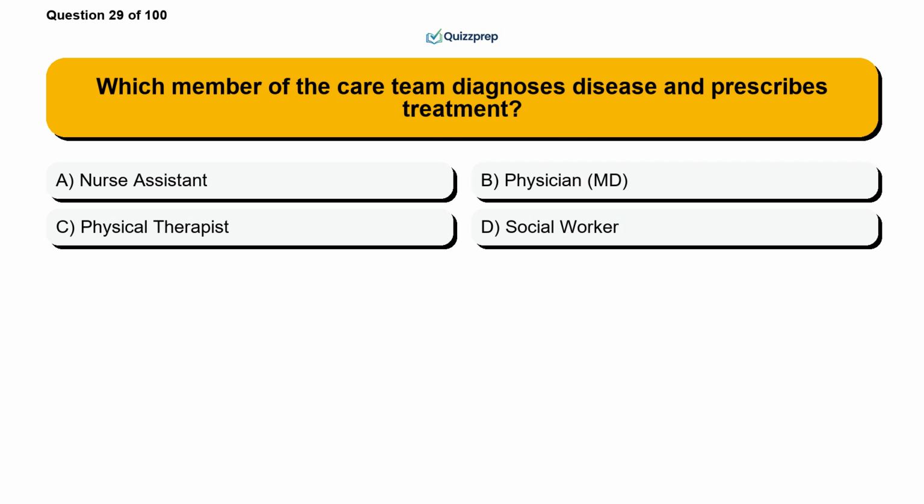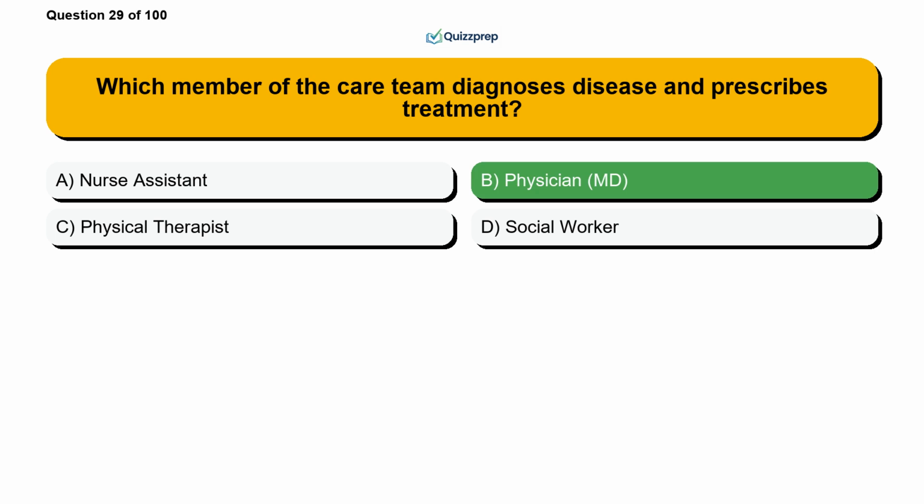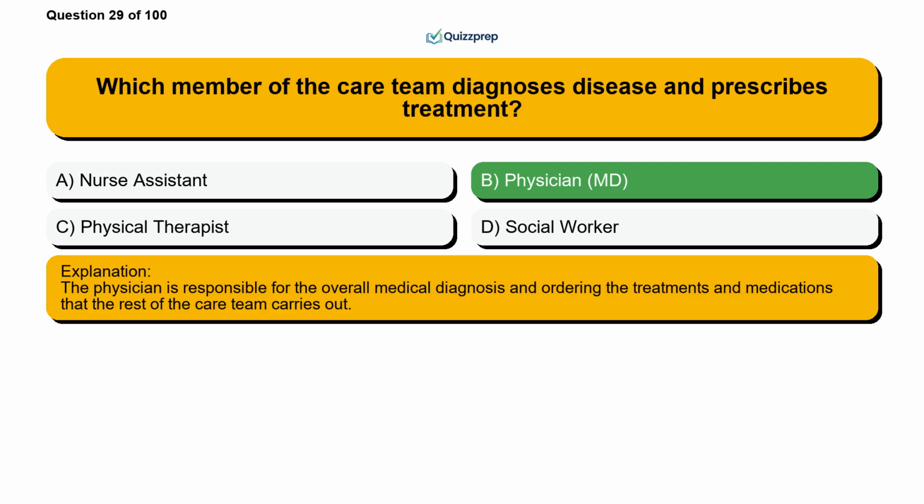Question 29. Which member of the care team diagnoses disease and prescribes treatment? Option A, nurse assistant. Option B, physician, MD. Option C, physical therapist. Option D, social worker. The correct answer is Option B, physician, MD. The physician is responsible for the overall medical diagnosis and ordering the treatments and medications that the rest of the care team carries out.